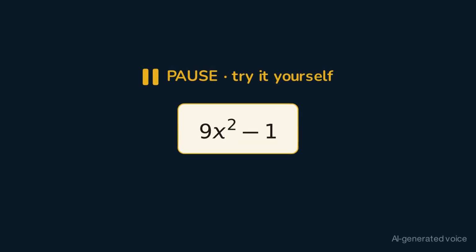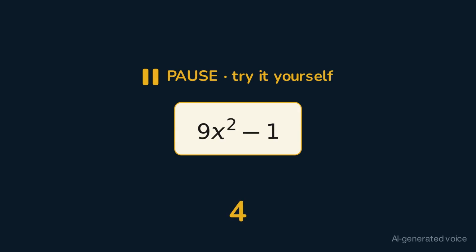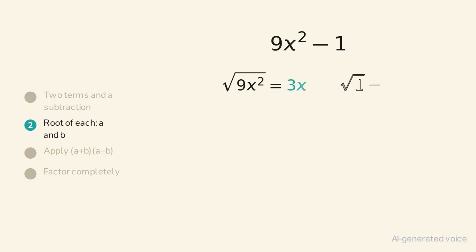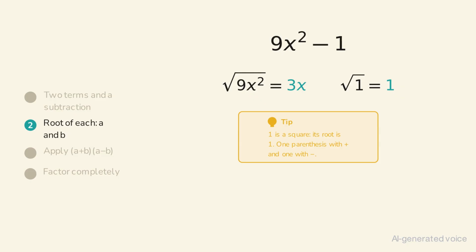Your turn. Factor 9x squared minus 1. Think about the root of each square, and remember that one is also a square. Take a few seconds. The root of 9x squared is 3x, because 3x times 3x gives 9x squared, that's a. And the root of 1 is 1, because 1 times 1 gives 1, that's b. So the answer is 3x plus 1 times 3x minus 1.